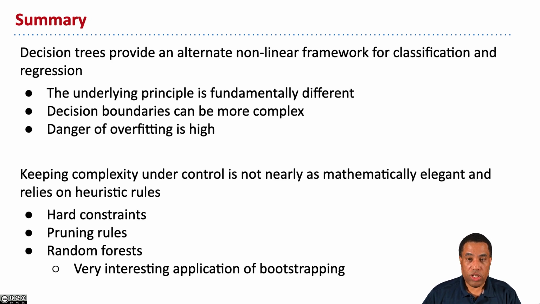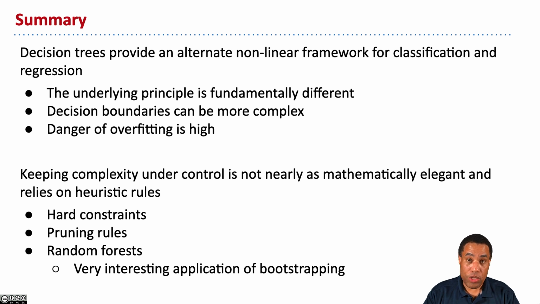Okay, so in summary, decision trees give us this alternative to a linear framework. It's a non-linear framework that we can use for classification and, as we just saw, for regression. The way they work is fundamentally different from linear models, right? The decision boundaries we can create can be far more complicated, but that's both a plus and a minus. The plus is accuracy on our training data. The minus is it doesn't generalize because we overfit. And so the risk of overfitting is very high with decision trees.